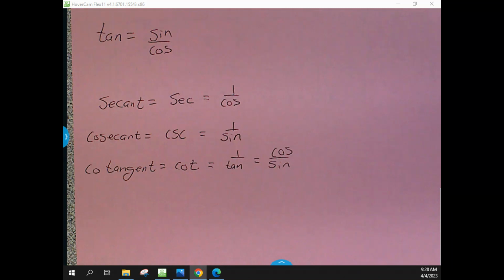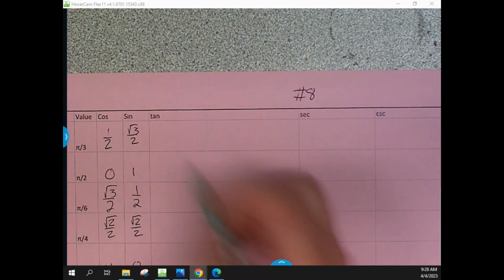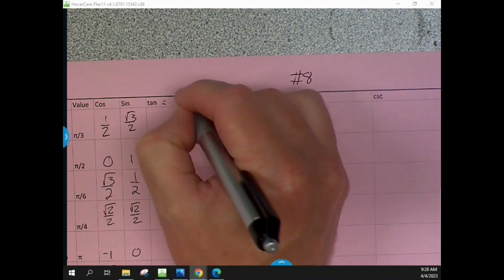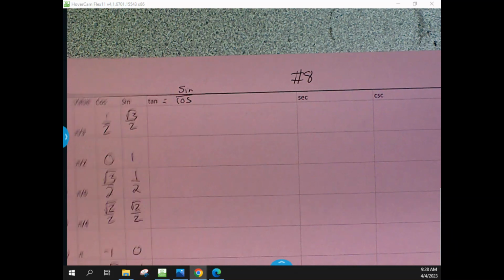All right, so here's the big thing. On the front side, we're going to go back over here, and we're going to show you what tangent is based on these numbers. Again, tangent, we're going to go ahead and write on here that it's sine over cosine. Okay, and some of these will be really easy. Some of these we're going to go back and show you how to work these out on the back.